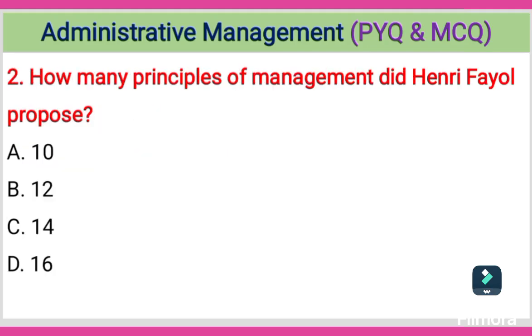Next is, how many principles of management did Henry Fayol propose? A. 10, B. 12, C. 14, and D. 16. So there is total 14 principles of management in Henry Fayol.